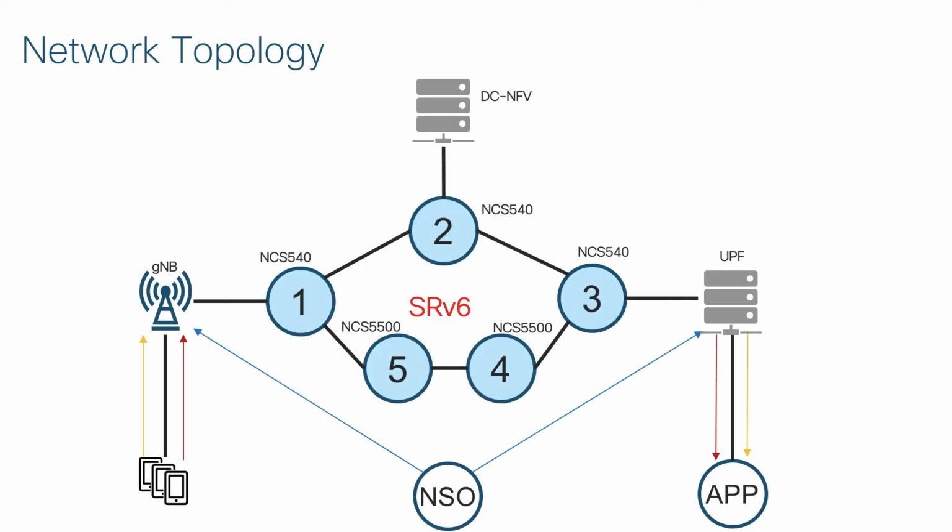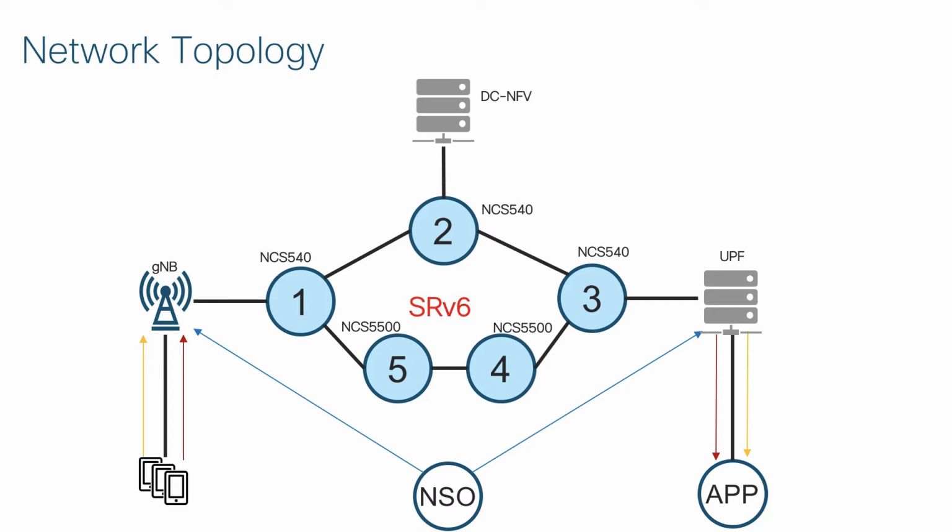Here we have a simple topology. There are 5 Cisco routers based on the NCS 540 and NCS 5500 families. All the routers are running the ISIS protocol for IPv6 only, and all of them are able to perform the different SRv6 functions. Sometimes we will use those functions, but mostly they will do just simple IPv6 forwarding.